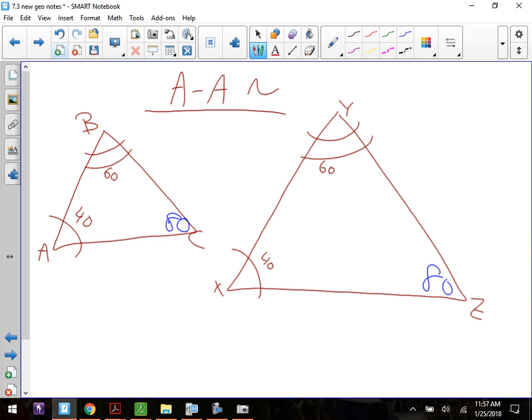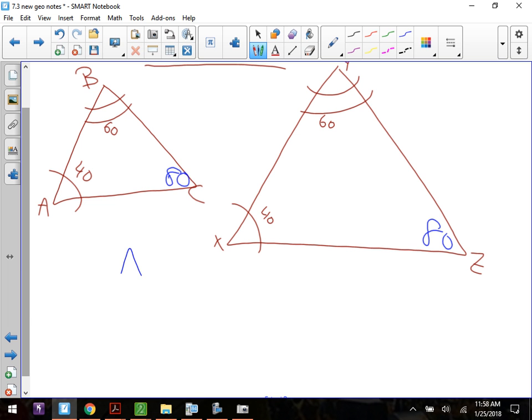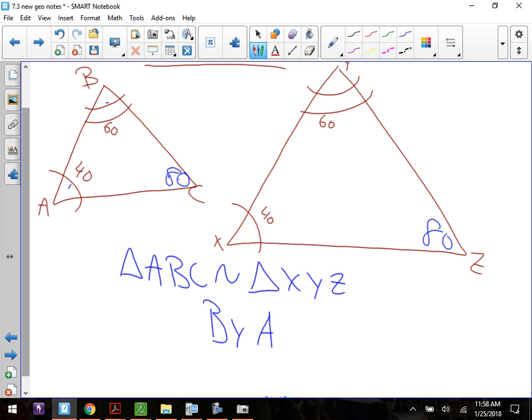So what happens here is if you get two angles that are the same, the sides wind up being proportional. They have to be. So you wind up with being able to say that triangle, just following your letters, and this you say it by, that's all that means. There's no proof here. There's no statements and reasons.